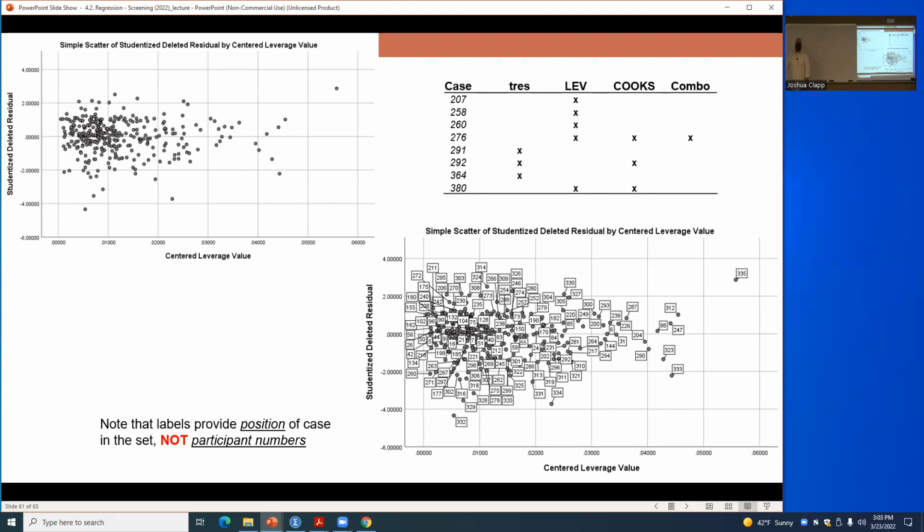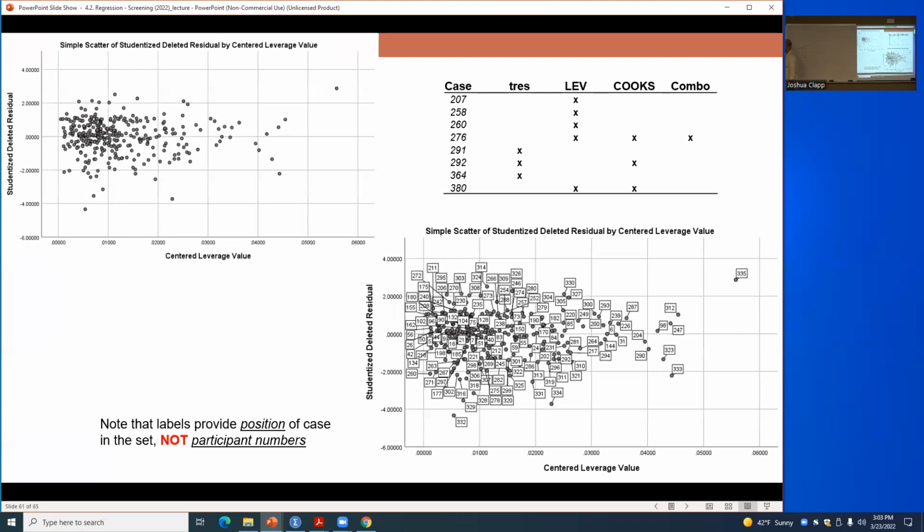So when I'm doing this, what I like to do is just have a sheet that I'm going through and kind of make a tally. What are the cases that I identified as problematic as I was going through and looking at things, right? So if I go through and look at, I've had 207, 258, 260, and 276 all come up as high leverages, as well as 380, right? 291, 292, and 364 had high residual values influence. Ones I flagged, 276, 292, and 380.